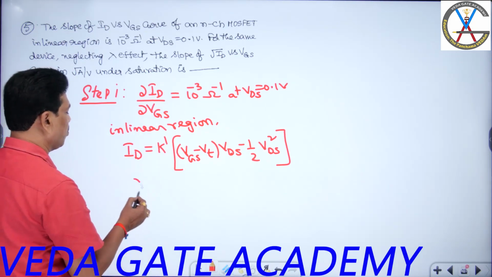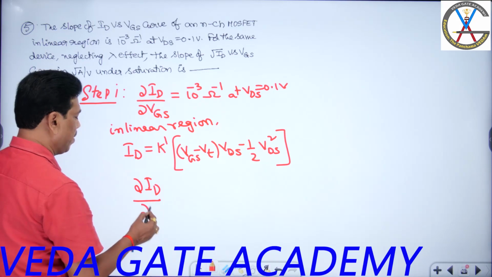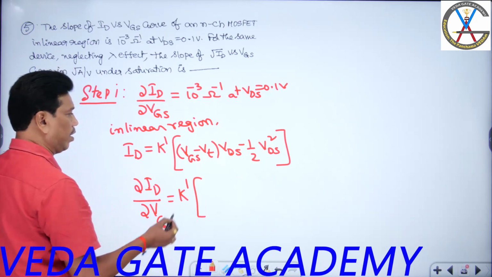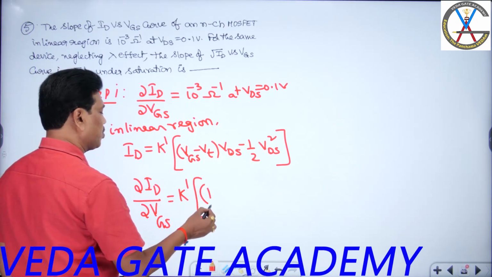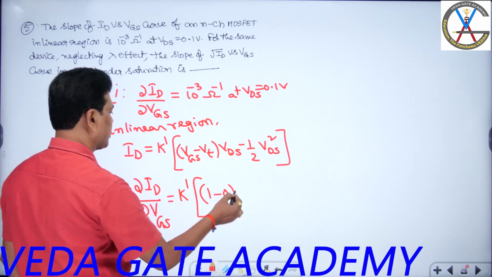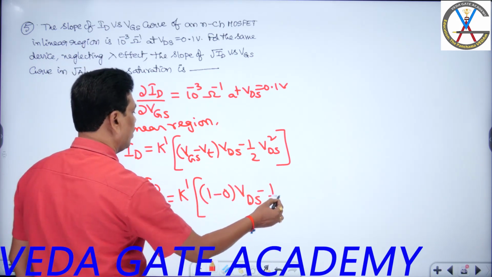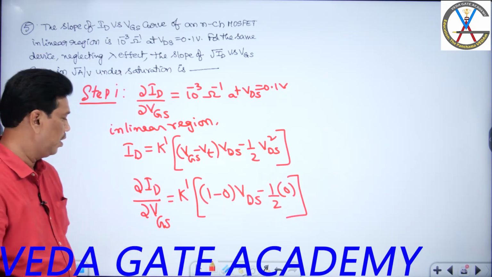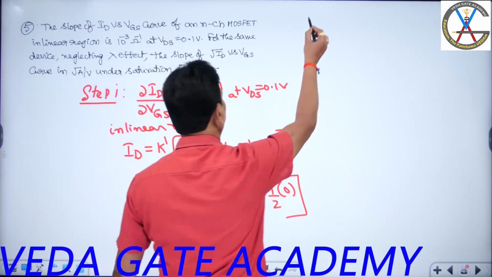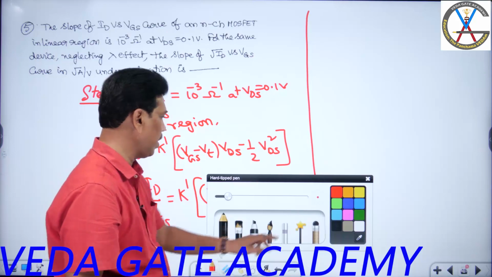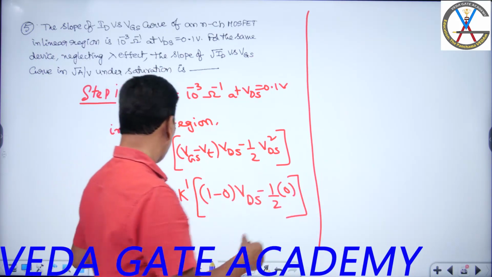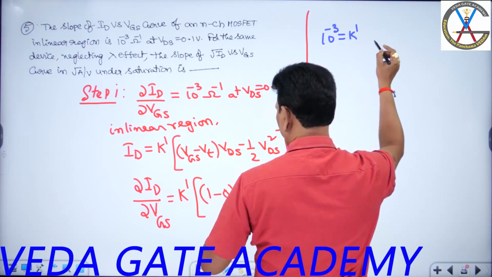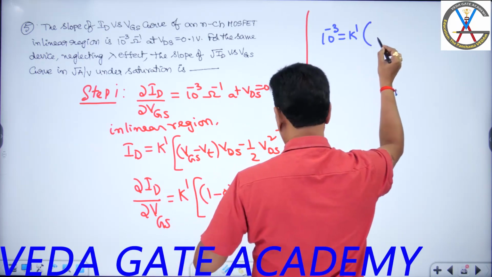But I need dou ID by dou VGS. Dou ID by dou VGS equals K dash into, differentiating with respect to VGS, the differentiation of VGS with respect to VGS is 1. Differentiation of VT becomes 0. VDS is a constant. Minus 1 by 2 into differentiation of VDS is 0, because we are doing the differentiation with respect to VGS. So now dou ID by dou VGS is already given, that is 10 power minus 3. I substitute this: 10 power minus 3 equals K dash into VDS.